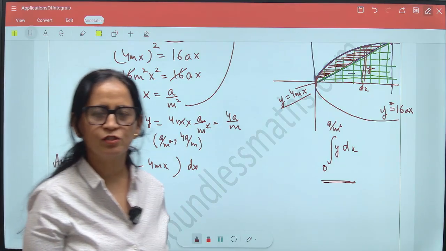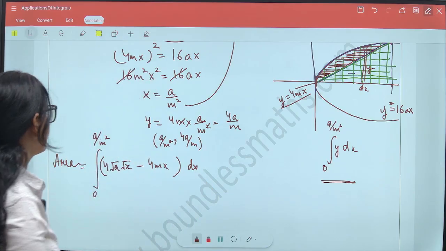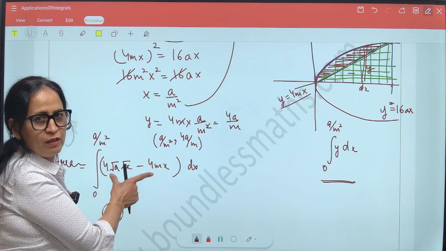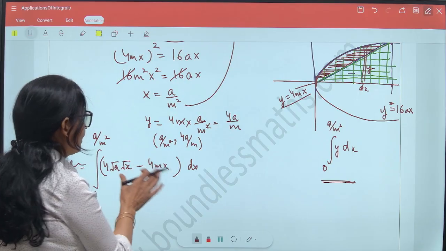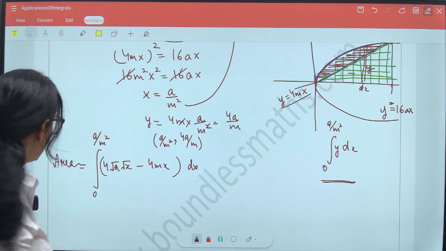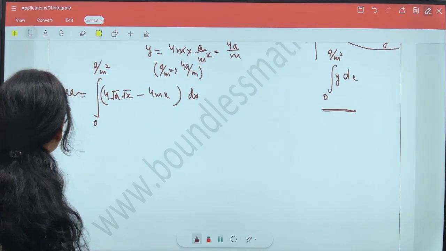Clear? Understood this? So this is very important that you write the correct expression here. Integration is easy, after that you can integrate for sure, but write the correct expression what is needed here, right? Now let's integrate this.